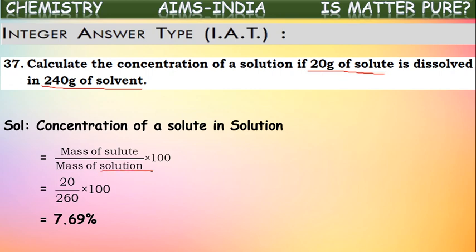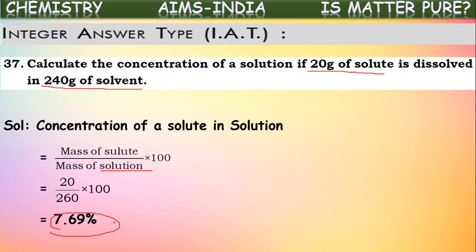Then mass of solution is nothing but the sum of the mass of solute plus mass of solvent. So if you take the sum of these two, mass of solvent plus mass of solute, we get mass of solution: 200 plus 20, that gives 220. So mass of solute is 20, mass of solution is 220, into 100. So if we calculate this, we get 9.09%. So the concentration in terms of mass percentage, it is called concentration in terms of mass percentage.